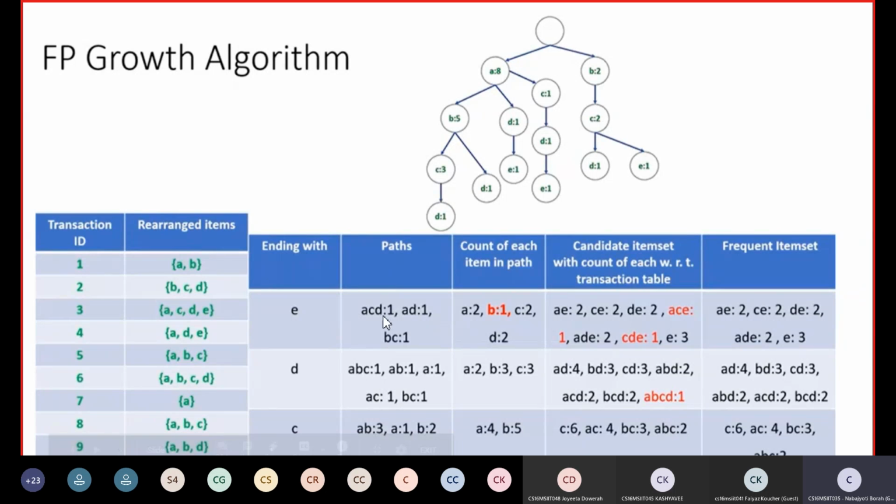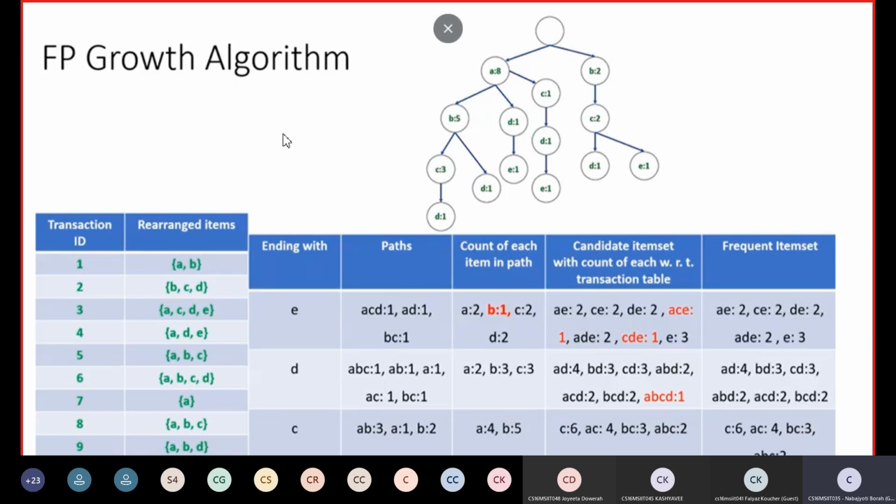Now I am going to find the count of each item in the path, meaning how many times each particular item came in these paths. In A, C, D, A, D, and B, C, how many times did A, C, D come? A came two times, in A, C, D and A, D. So A count is 2. B came only one time. C came two times. D came two times. So this is my count list of each item: A 2 times, B 1 time, C 2 times, D 2 times.